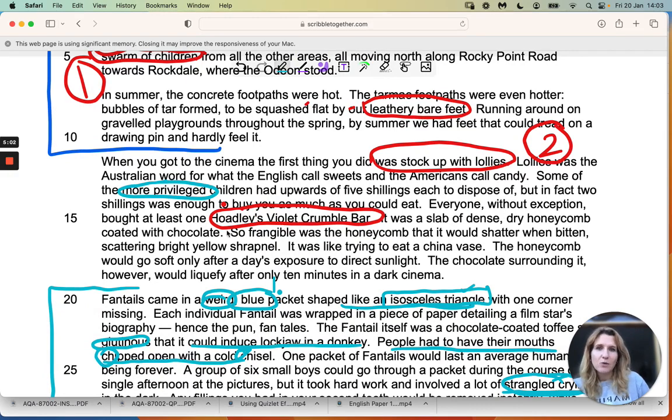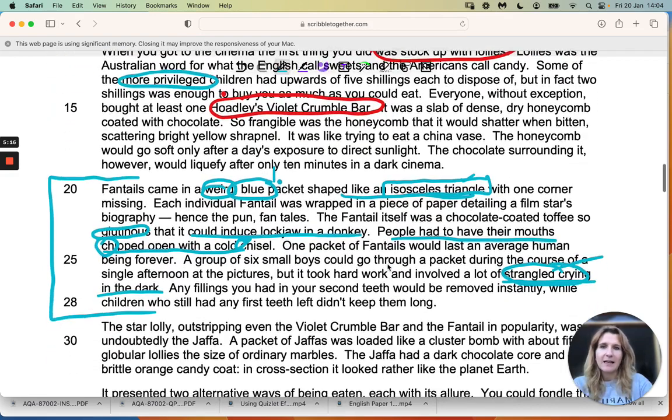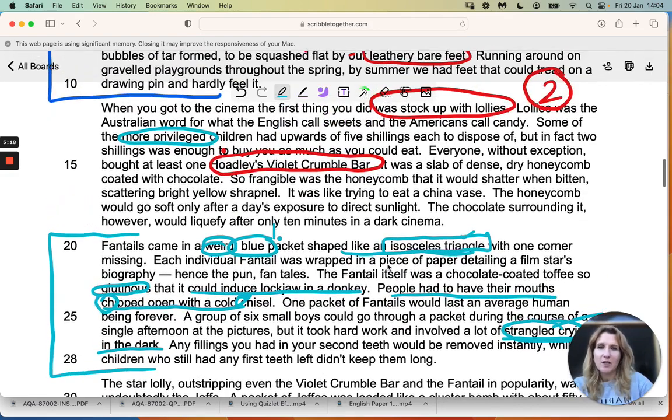Everyone bought at least one Hoadley's Violet Crumble Bar, slab of dense, dry honeycomb coated with chocolate. It was like trying to eat a china vase. Then it explains, so there's lots of description about sweets, so it's very descriptive. Okay, so I might just pick like trying to eat a china vase.